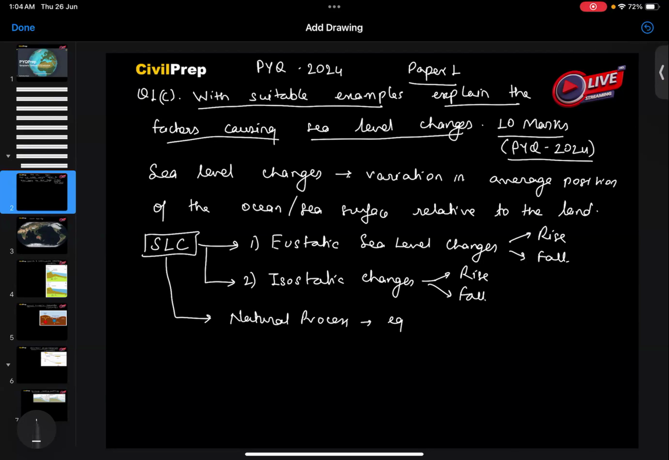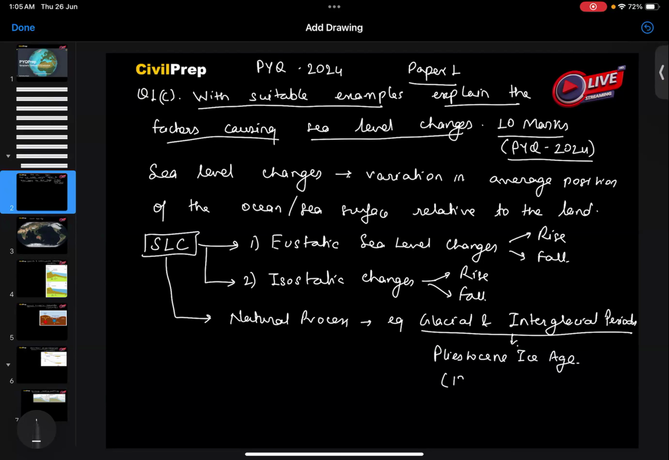For example, the glacial and interglacial periods. Under this, we'll see that this has occurred under the numerous Pleistocene ice ages, which recently ended around 13,500 years ago from now. So this is one of the examples of sea level changes.